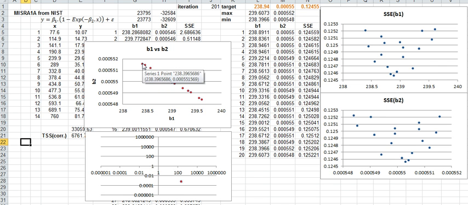Here's the best 20 correlation plot for beta 1 and beta 2. This is the current 100 because we're going through a number of generations, and each generation there's 100 estimates made of both beta 1 and beta 2. What we've got here is two plots. This is the SSE compared to the estimate of beta 1, and here's the SSE compared to the estimate of beta 2.